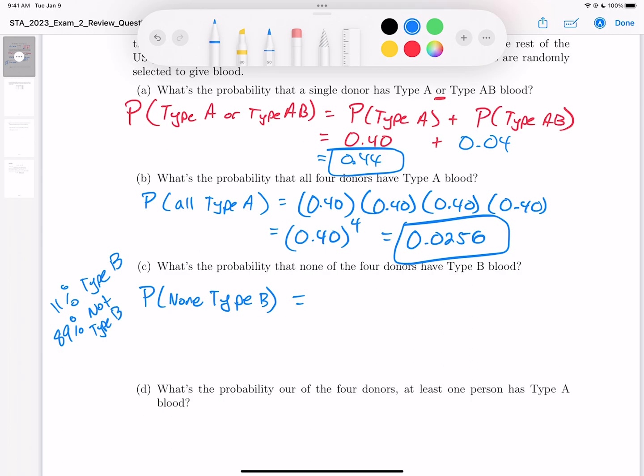So what we're going to do is now take that 89%, and since it's, once again, another and problem, we're going to raise it to the fourth power, right? Because we need the first person not to have it, we need the second person not to have it, the third, and the fourth.